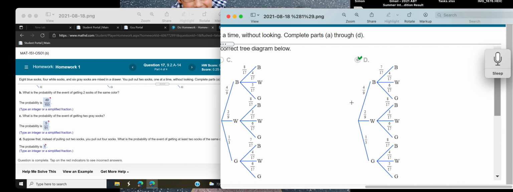So if I want to know what is the probability of getting 2 socks the same color, that's actually 3 separate questions. Because I can get a gray sock, then a gray sock. I can get a white sock and a white sock, and a black sock and a black sock. Or blue, sorry, it's blue. So what I want to do is find the probability of each of those and then add them together.